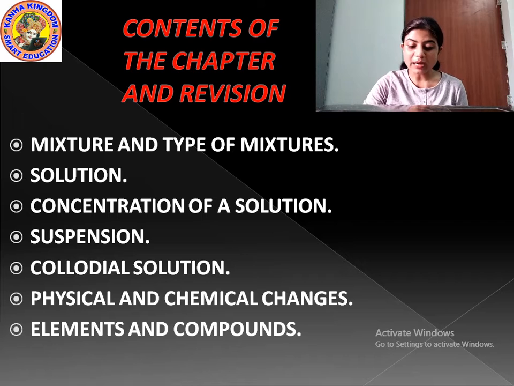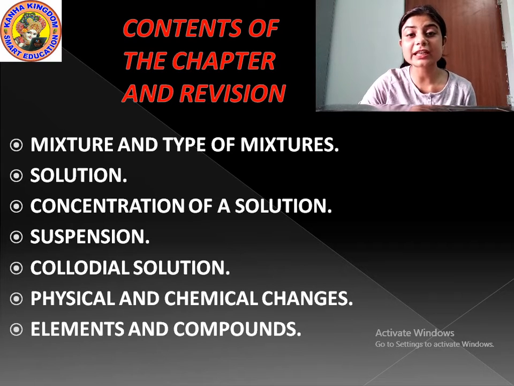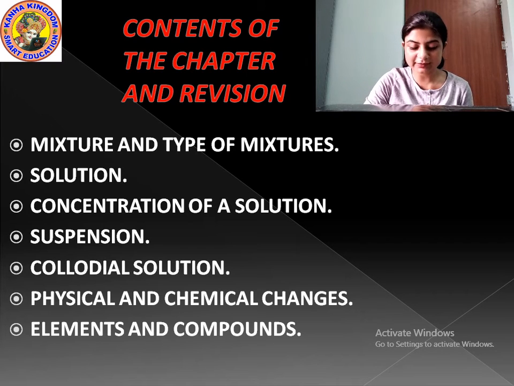Then what is a suspension? Do you know what a suspension is? A suspension is a heterogeneous mixture in which the solute particles do not dissolve but remain suspended throughout the bulk of the medium. In a suspension, the particles are not completely dissolved. Some particles settle down in the solution.